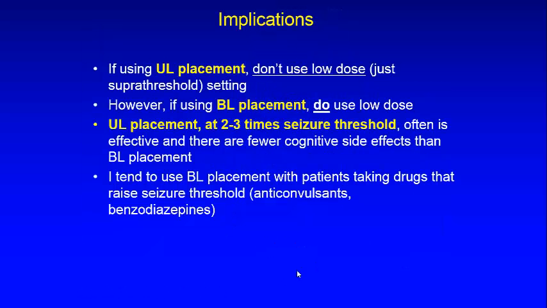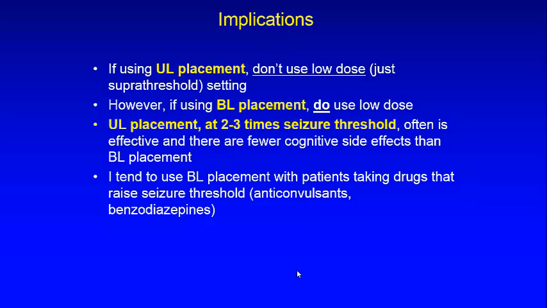So here would be the implications that I take away from this study. If you're using the unilateral lead placement, don't use the very low dose, just super threshold. But if you're using bilateral, you may as well use the low dose, because the low dose bilateral responded as well as the higher dose bilateral. Now that doesn't mean there might not be some people who really do require higher dose bilateral to get a response, but in the aggregate that advantage isn't seen.